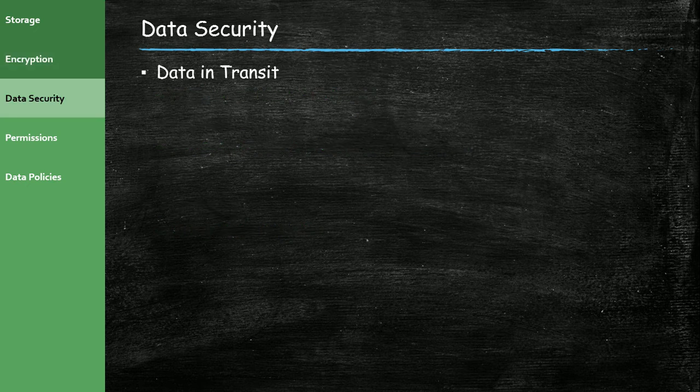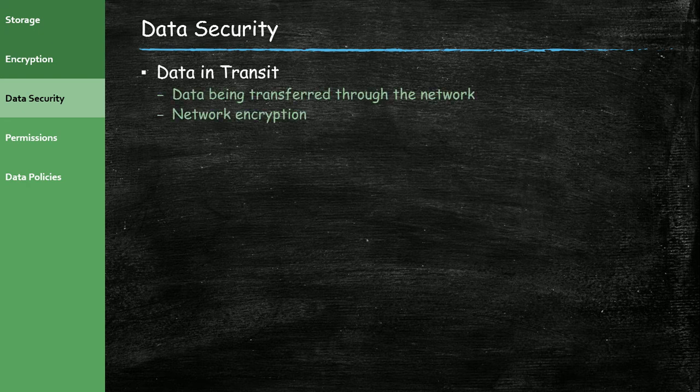All right, so if we are going to secure data, as I said before, we're worried about data in transit, which is encrypting the data as it's being transferred through the network. So we want to make sure we have some network encryption, and we're going to talk about that later in the course, or in other videos. We also want to encrypt data at rest, which I just previously discussed.